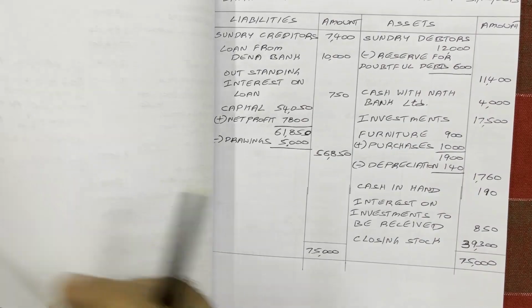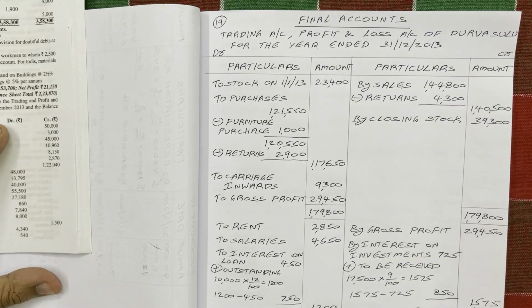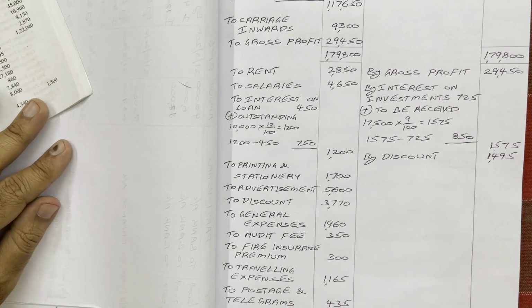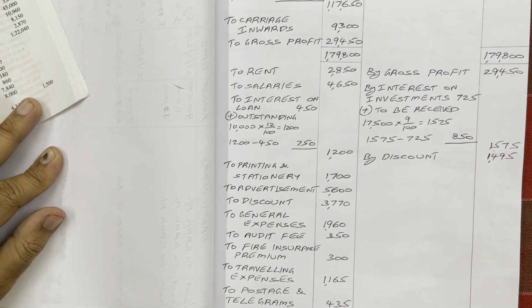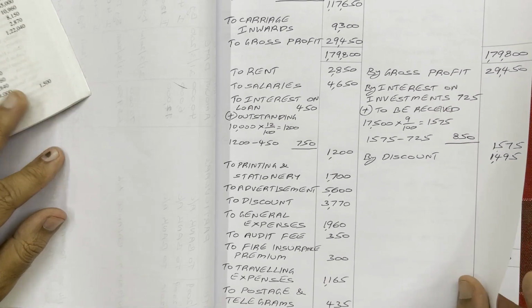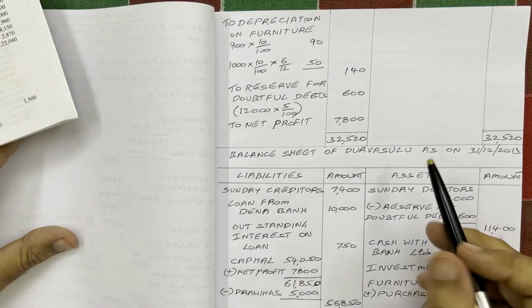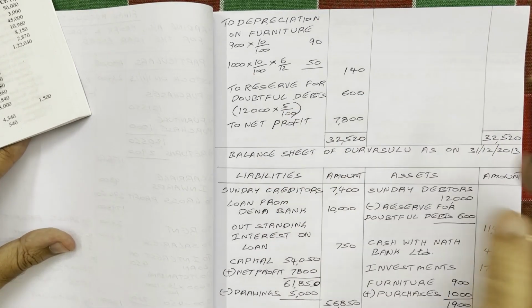Take a screenshot of this. First, trading account. In the same table, continuation is the profit and loss account. This is the next page, profit and loss account continuation.